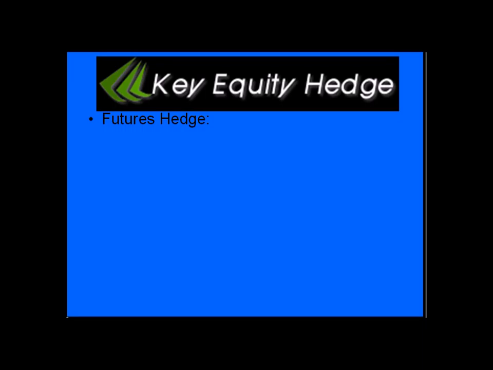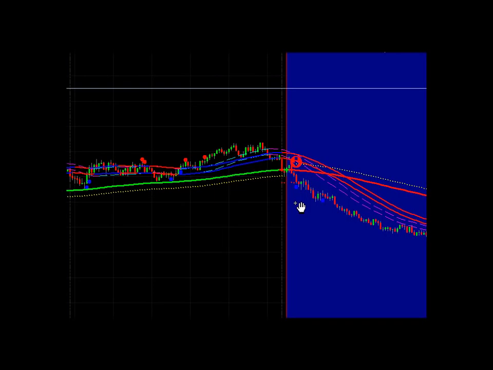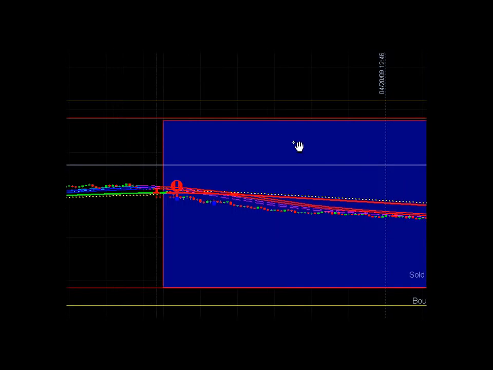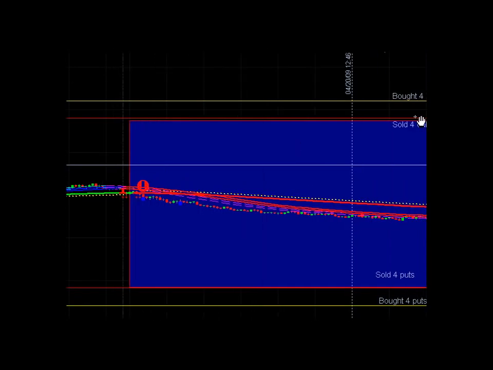Alright, so how does our strategy differ from what you've seen so far? Well, I'm glad you asked, because I'm going to take you through the strategy, and we're going to see a live example of how we performed during this period where the market rallied and obviously put a fair bit of pressure on those sold calls. And this is on our spread setup, so our 4 bought calls, 4 sold calls, 4 bought puts and 4 sold puts.